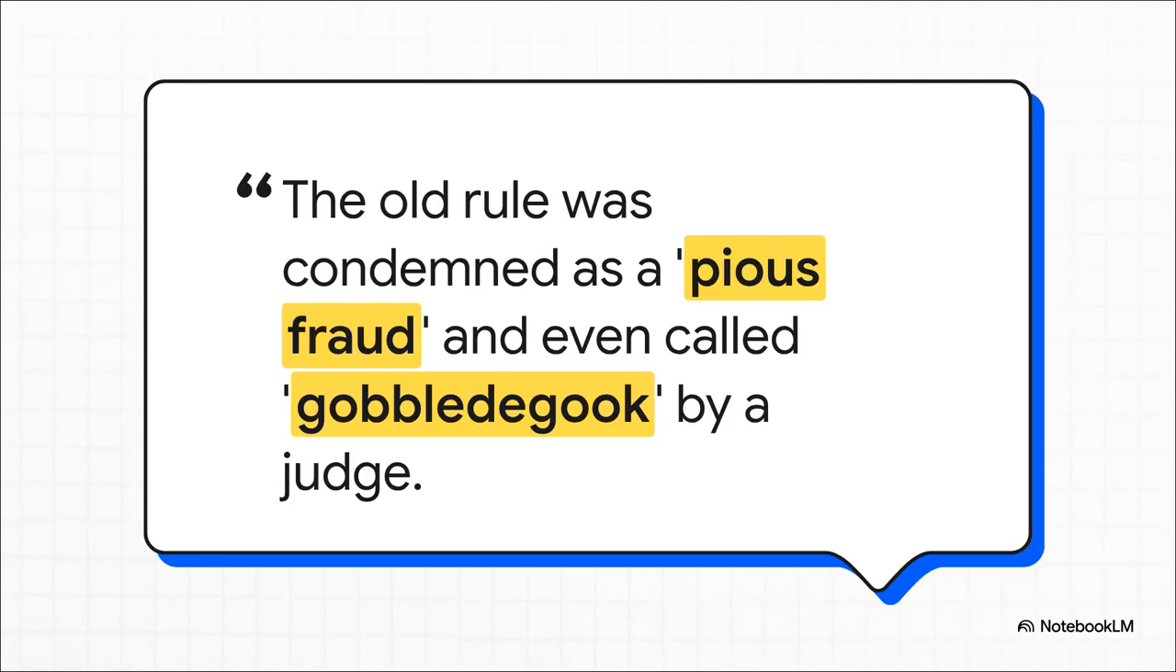And hey, you don't have to take my word for how weird the old rule was. Law reformers literally called it a pious fraud, and one very experienced judge just called it gobbledygook. They knew that telling a jury, okay, you can use this statement to decide the witness is a liar, but you can't use it to decide what actually happened, well, that was a distinction that was almost impossible for anyone to apply in the real world.